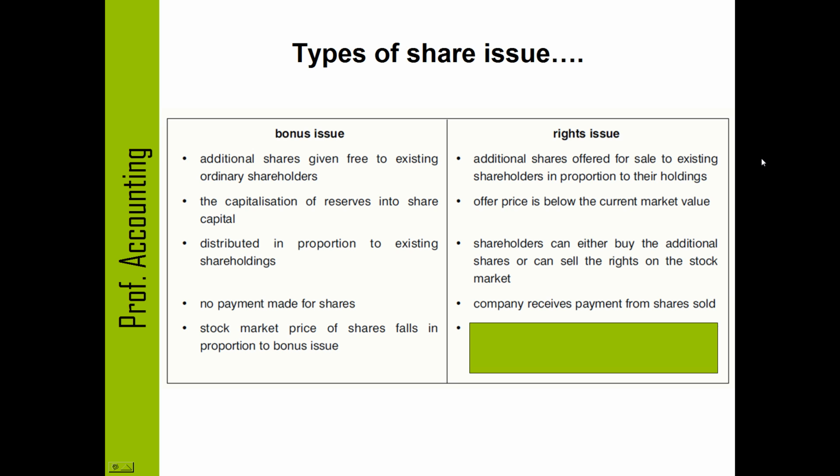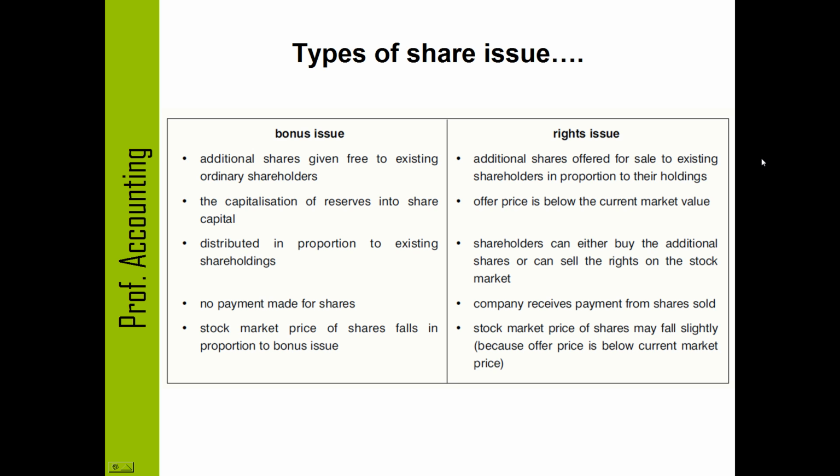Lastly, as well, on rights issue, the stock market price of shares may fall slightly because the offer price is below the current market price. So, I mean, it is linked in some way to the bonus issue. It falls slightly because there's only a small reduction in the offer price. Until these shares are consumed, they're fully subscribed, and they have the right to buy or sell those shares, then it's finished. They can then start to look at buying normal shares from the stock exchange at a later date after this rights issue transaction is completed.